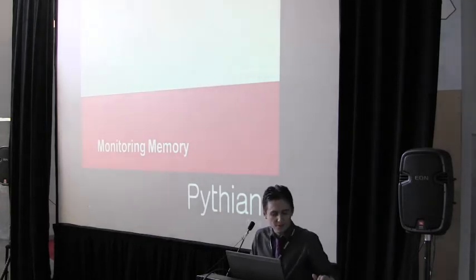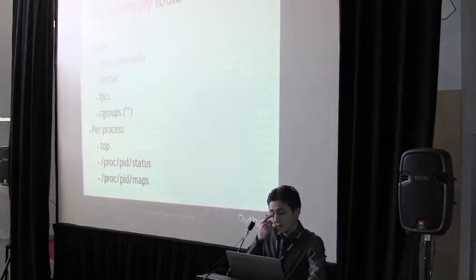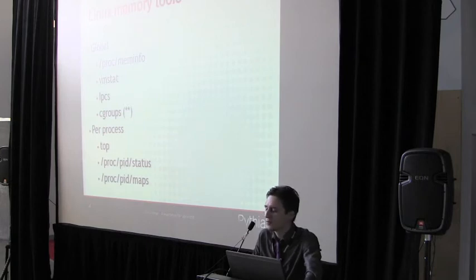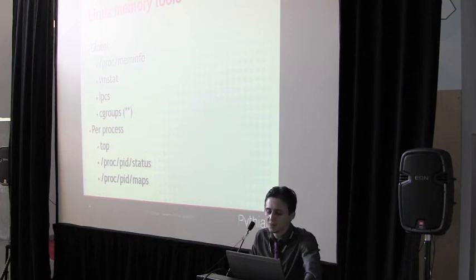All right, monitoring memory. So Linux memory tools to use to monitor memory: proc meminfo, which I've already used once to show you some examples, vmstat, IPCS, and cgroups. This is the new one. It's very exciting. Per process, you can use top, and you can use the slash proc file system. So proc pid, and then status and maps can give you information about the memory usage of a specific process.